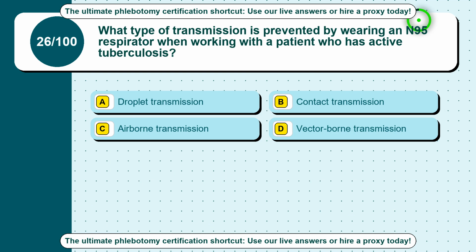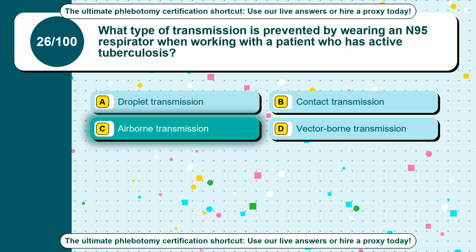Question 26. What type of transmission is prevented by wearing an N95 respirator when working with a patient who has active tuberculosis? Option A. Droplet transmission. Option B. Contact transmission. Option C. Airborne transmission. Option D. Vector-borne transmission. The correct answer is option C.